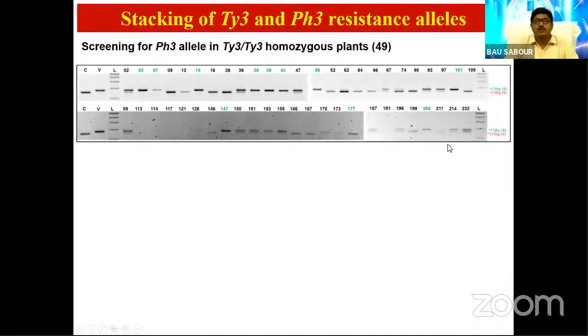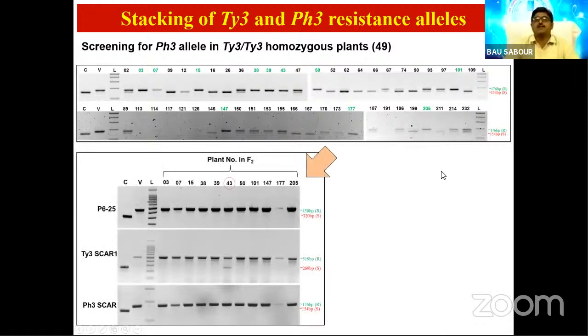So next, we screened only these 49 plants which contained the Ty3 resistant allele in homozygous condition for their allelic status at Ph3. Here you can see the green color shows you the presence of the Ph3 allele in homozygous condition. So out of these 49 lines, we have identified 11 plants which have the Ph3 resistance gene also in homozygous condition.